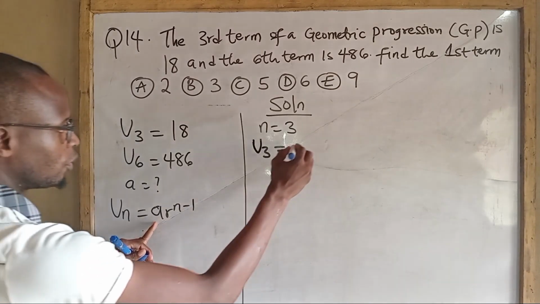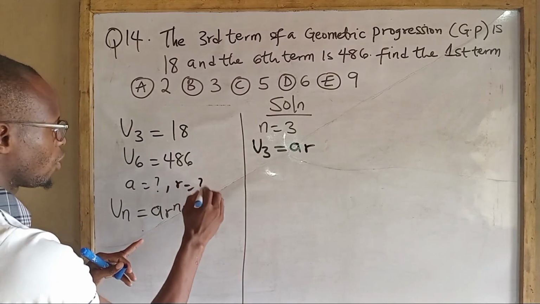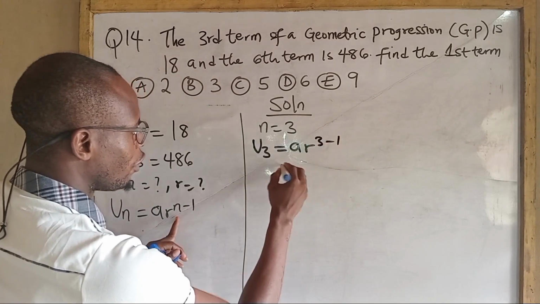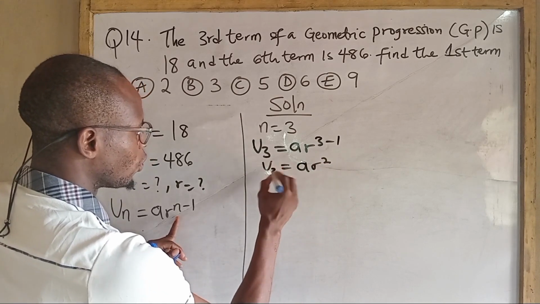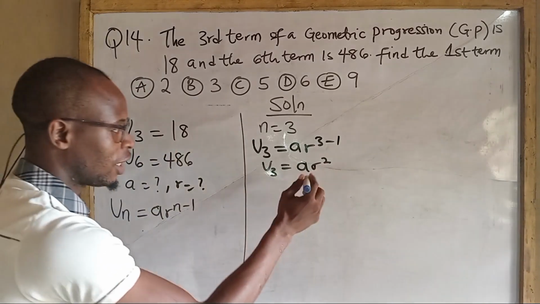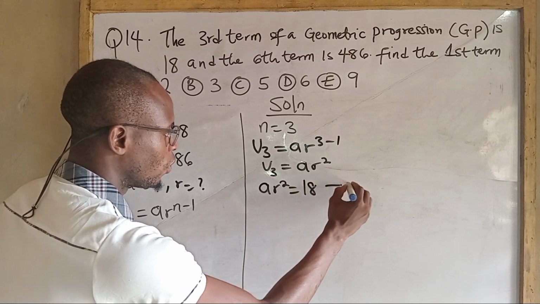When n equals 3, I will have U3 equals a, which is unknown, r, the common ratio, which is unknown, then n again is 3 minus 1. So if you evaluate this, you have a r squared. So U3 equals a r squared, and we have been given the value of U3 to be 18. So if I replace it now, I should have a r squared equals 18. I'll call that equation 1.